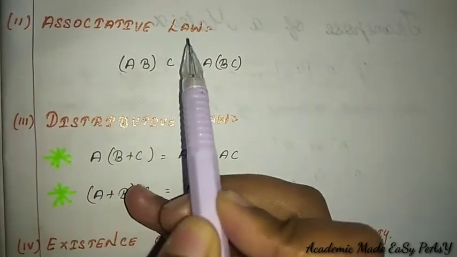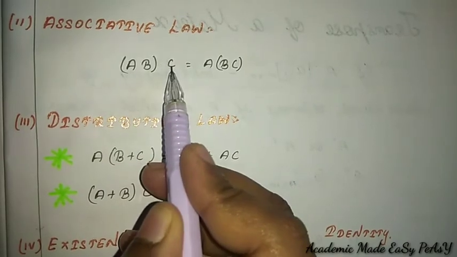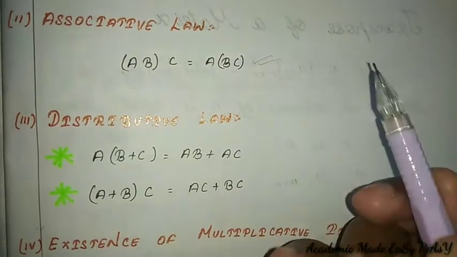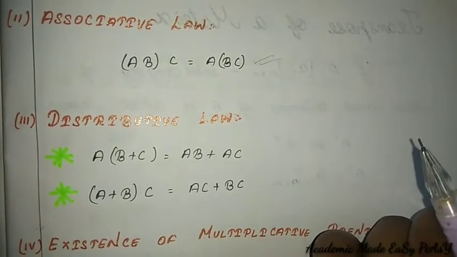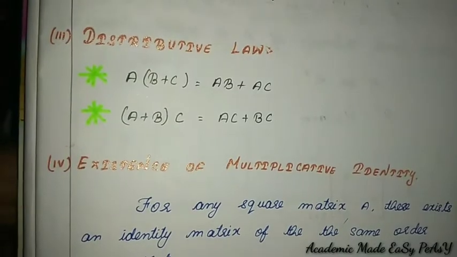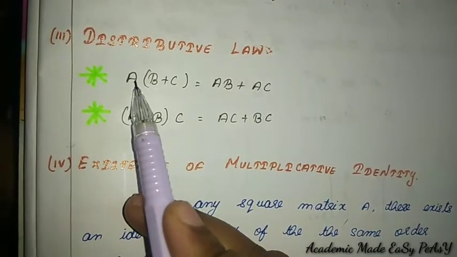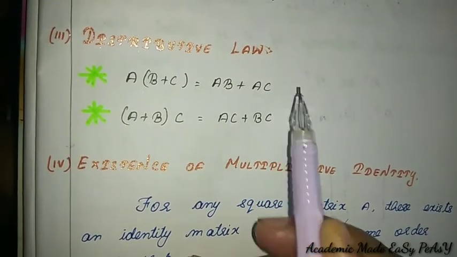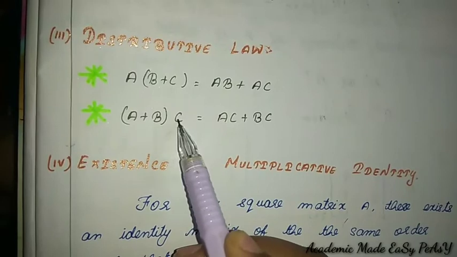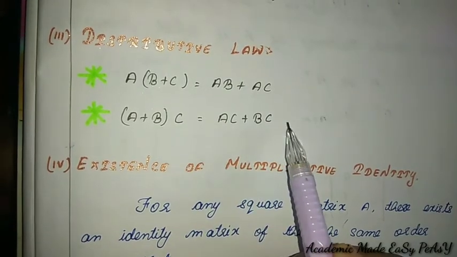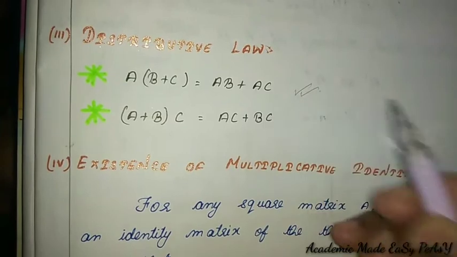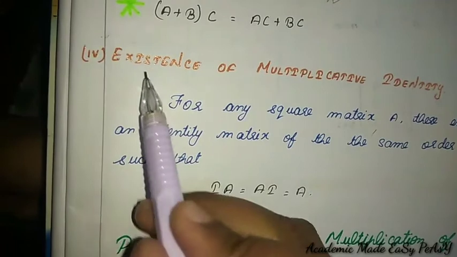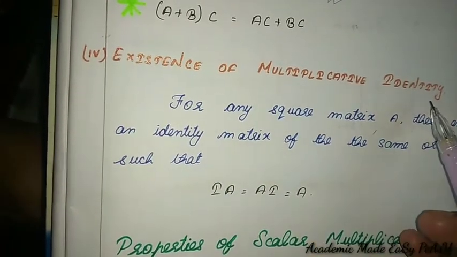Second is the associative law. So A into B into C is equal to A into B into C. So the associative law is true for multiplication of matrices. Next, we'll move on to the distributive law. So here it is A into B plus C is equal to AB plus AC. Next, A plus B into C is equal to AC plus BC. So therefore, the distributive law is also true for multiplication of matrices. Next, we learn about the existence of multiplicative identity.